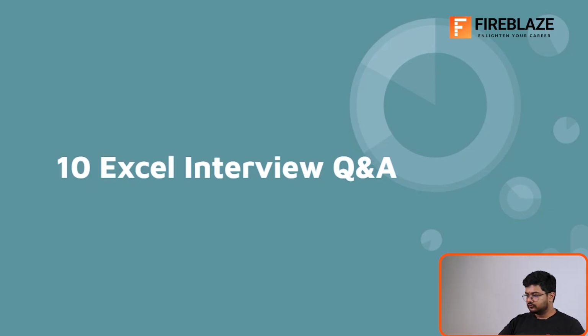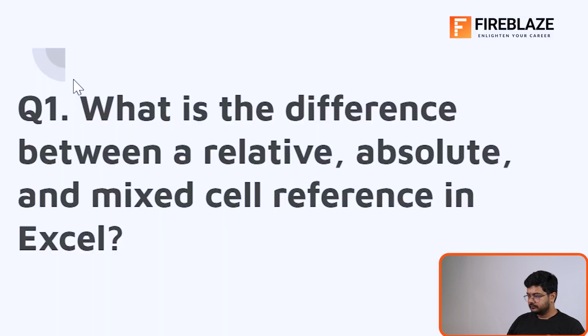Let's start with the first question. What is the difference between relative, absolute, and mixed cell reference in Excel? Okay. So in Excel, there are two types of references. There's absolute references and there's relative references. Whenever we mix both of them, it's called mixed references.